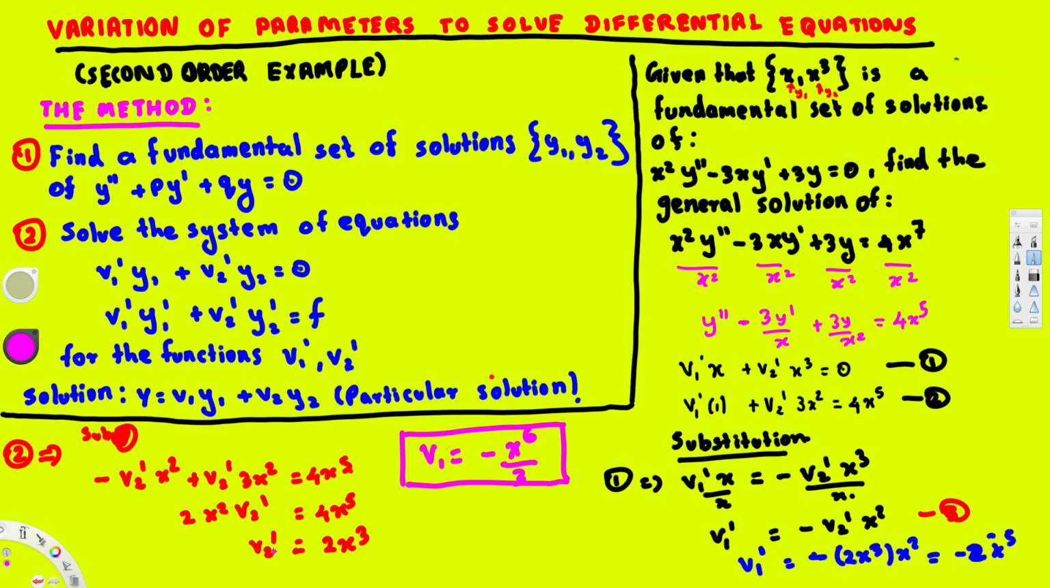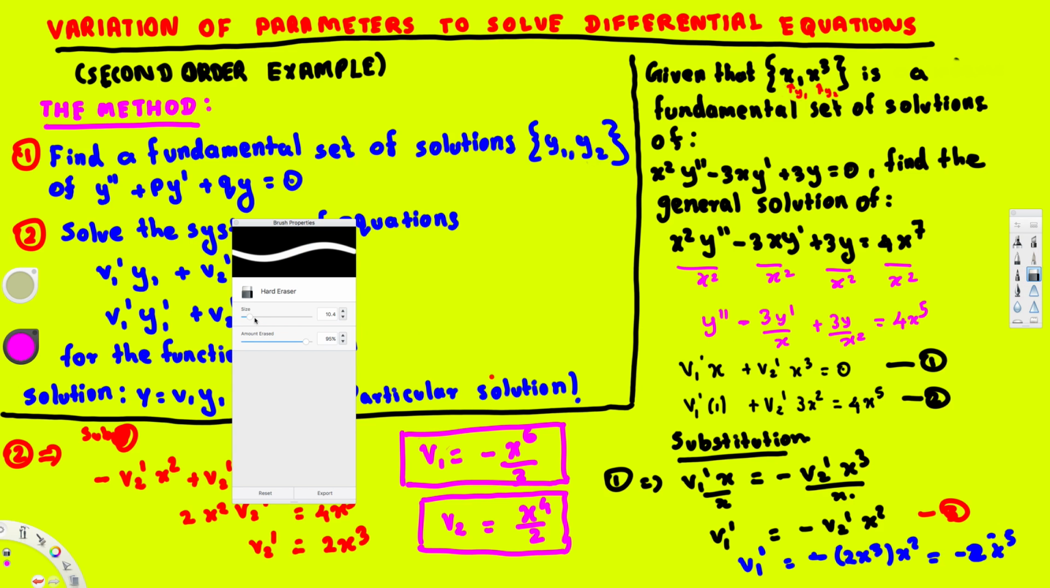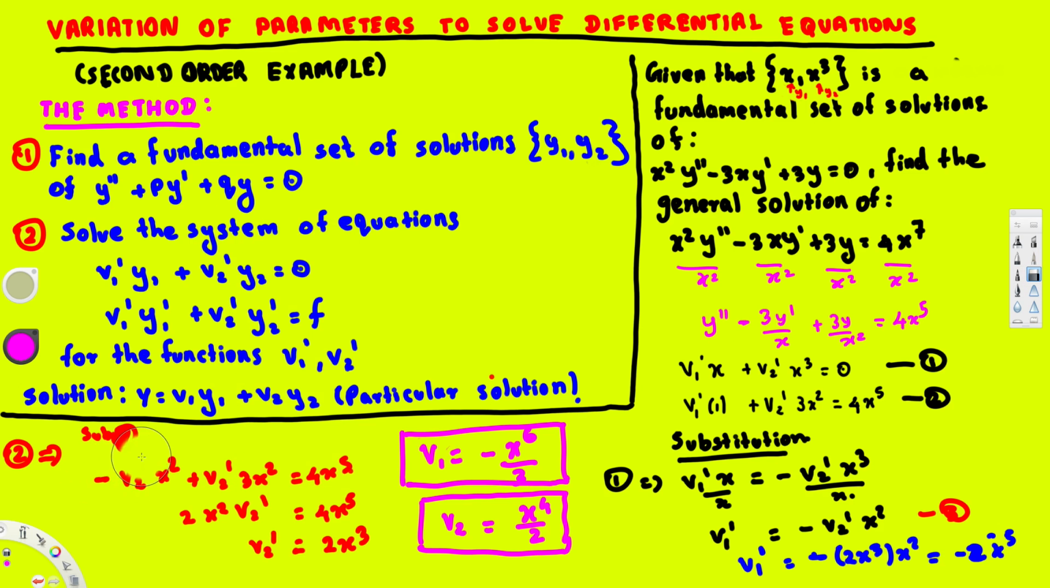To find v2, we have to integrate v2 prime, and if you integrate this one, that's going to give you 2x power 4 divided by 4. That's going to be equal to x power 4 divided by 2. Now we found our v1 and v2. Now we can go ahead and write our particular solution. To write that one, I get rid of this part right here because we need some space.